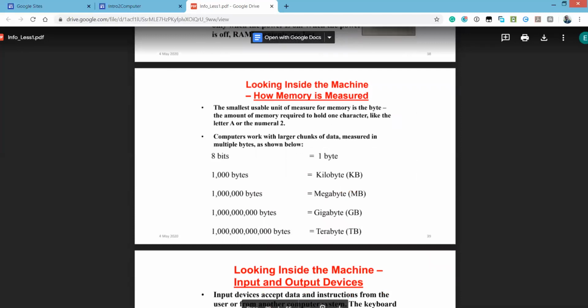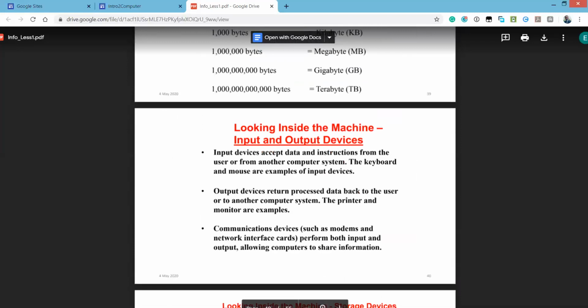Now, this one talks about how memory is being read. We won't go into details about how it's being read. All right, now we're going to talk about our input and output devices. Input devices accept data and instructions from the user or from the computer. So in other words, anything that helps you to send data to the system is an input device. Generally, the keyboard and mouse are examples of input devices. So anything that helps you to send data into the system is known as an input device.